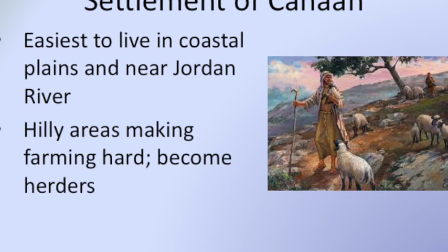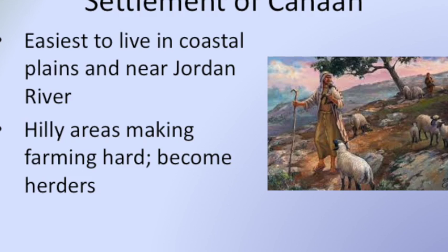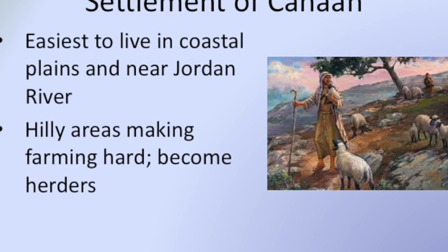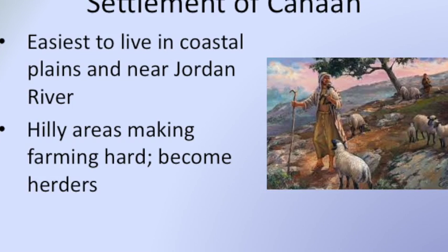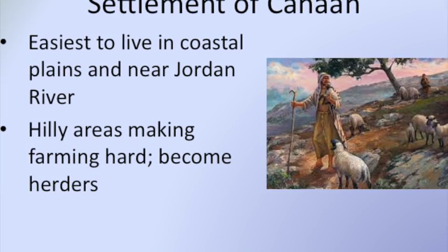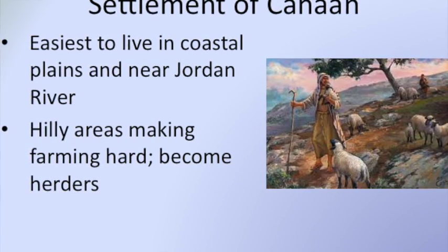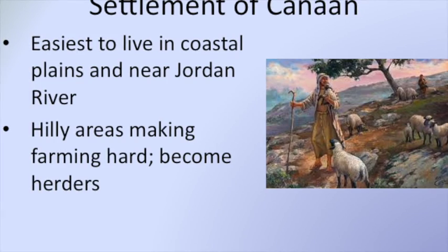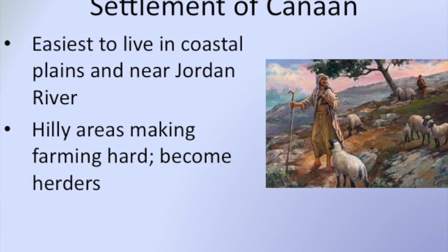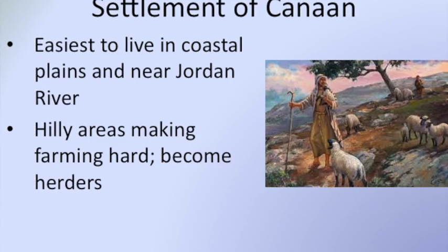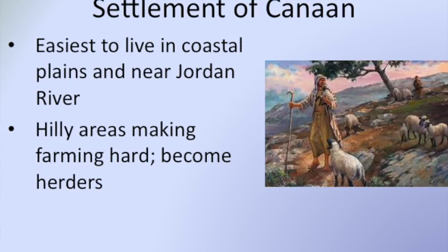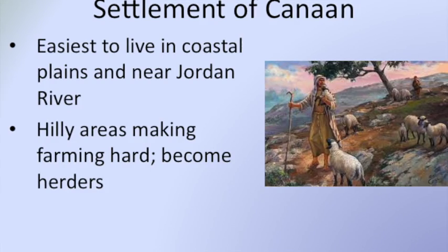Farmers found it easiest to live on the coastal plains and near the Jordan River, but in many areas, the hilly land and dry soil made growing crops difficult. As a result, many people, including the ancient Hebrews, became herders rather than farmers. Herders tended flocks of sheep, goats, cattle, donkeys, and camels. Unlike farmers, herders were nomads, wandering from place to place in search of good land for their animals to graze.